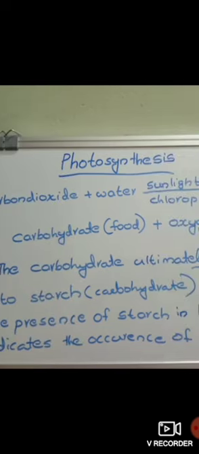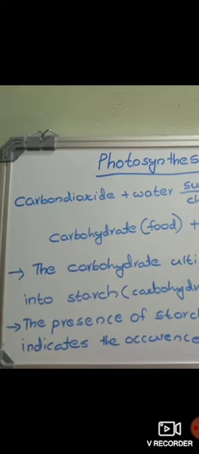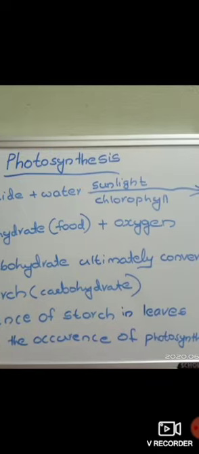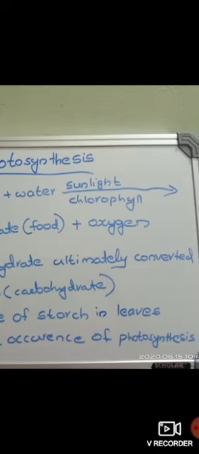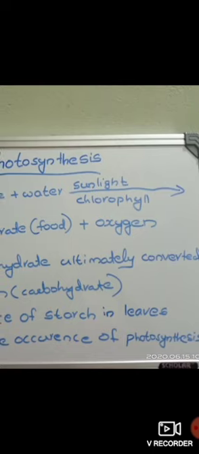The carbohydrate ultimately converted into starch in plants. Excess of food produced will be converted into starch. It is another carbohydrate. The presence of starch in leaves indicate the occurrence of photosynthesis. If we are able to prove starch is present in the leaf, it indicates that that leaf is doing photosynthesis.